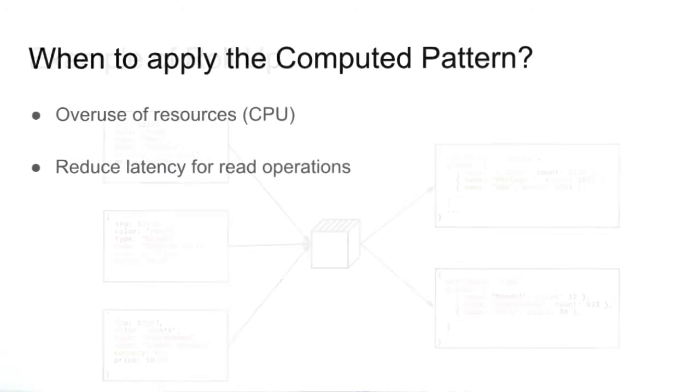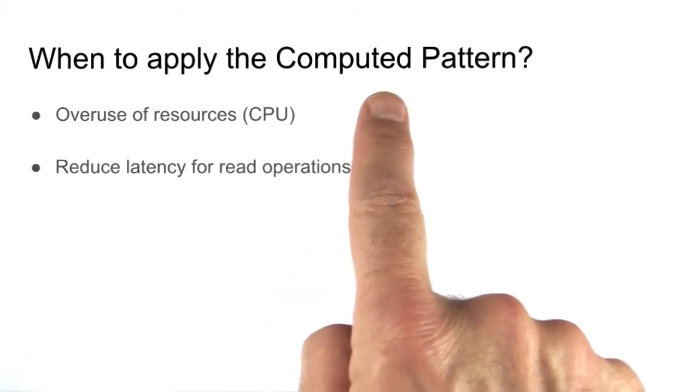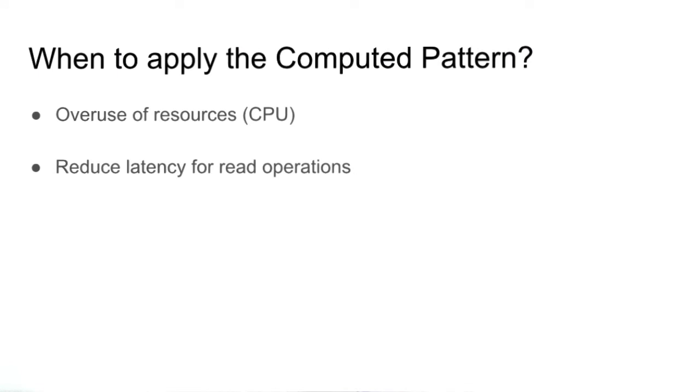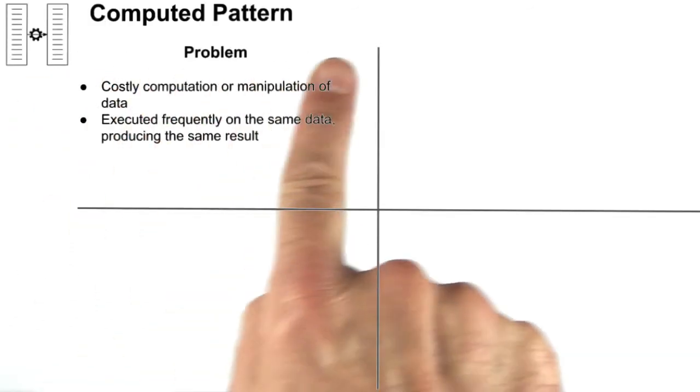When should you apply the computed pattern? If you see you are using a lot of CPU, this may be a sign that you're doing much more than transferring data from and to the disk. Keep in mind that some tasks like compressing and decompressing data between the disk and the cache require a lot of CPU too. Secondly, if you have long read operations that depend on complex aggregation queries, you might want to make them run faster.